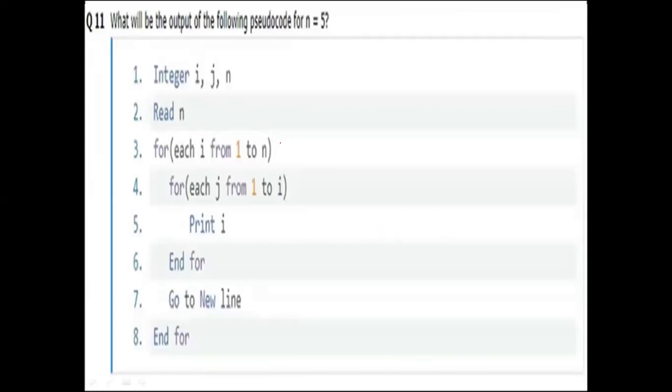So I is running from 1 to n. The n value has been given as 5, so the I loop will be running 1 to 5. Initially I is 1. Now j is running from 1 to I. So 1 less than or equal to 1 for the first time. One time it will be running, it will be printing I. I value is 1. So I just write it here. I will be printed. I is 1. Done. J loop is true for one time only. Correct?